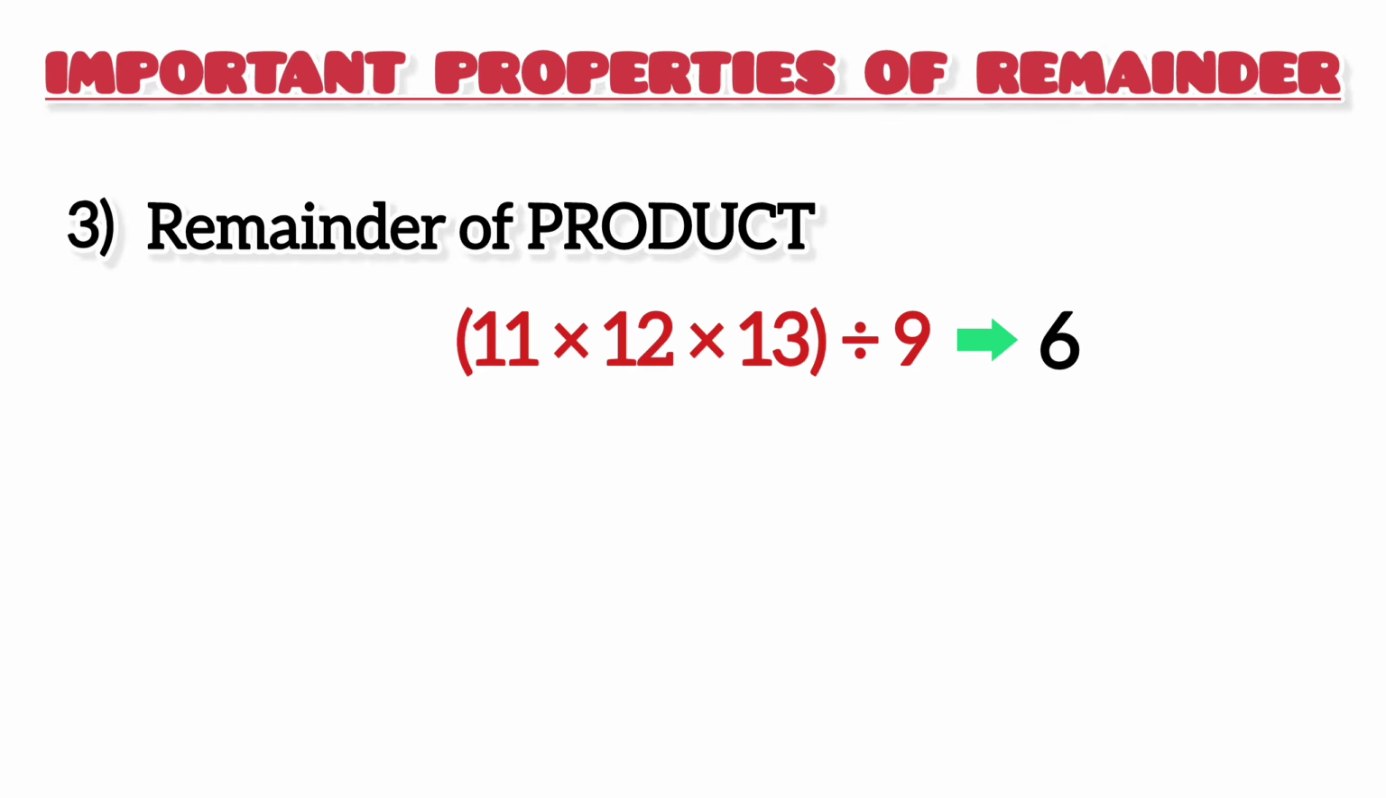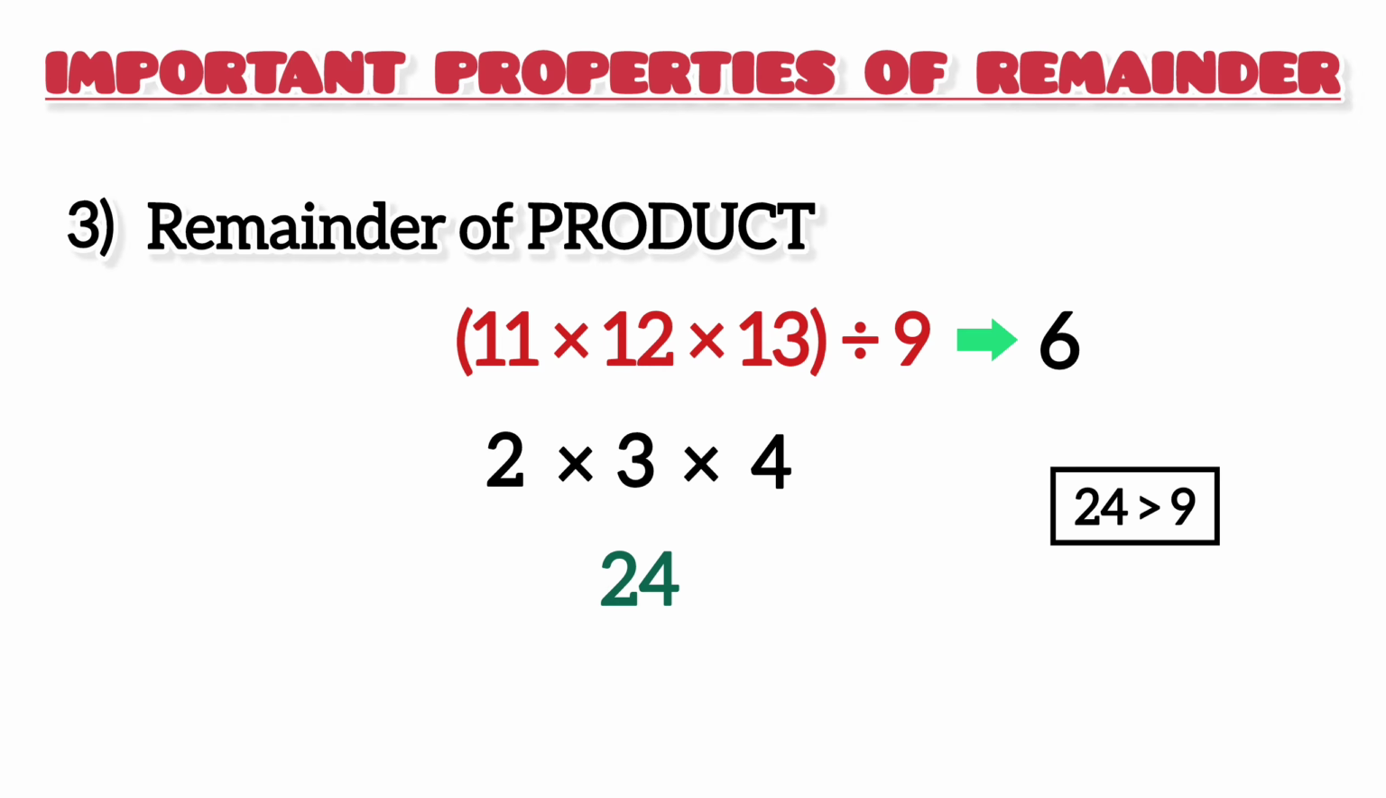But using the product property, 11 division 9 leaves the remainder 2, 12 division 9, 3, 13 division 9, 4. If you multiply, this is 24. Since 24 is greater than the divisor, divide again and the remainder comes out to be 6. As you can see, both the product and sum properties make the question much easier and much faster to solve.